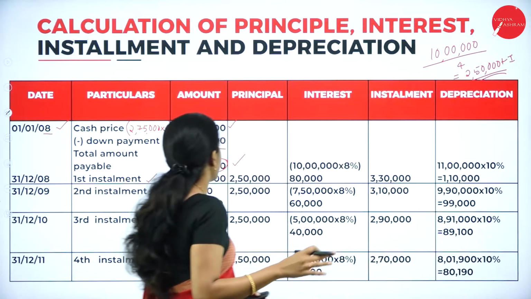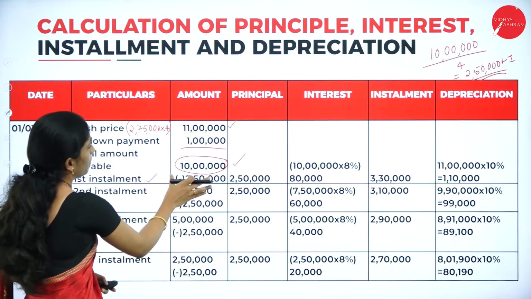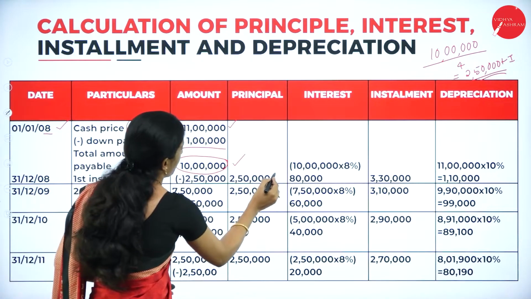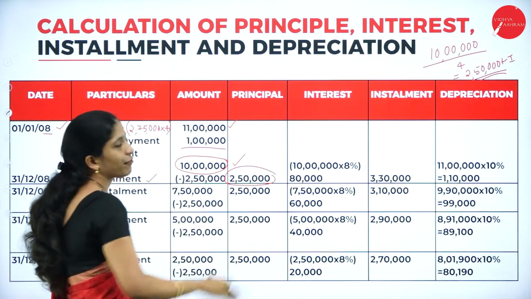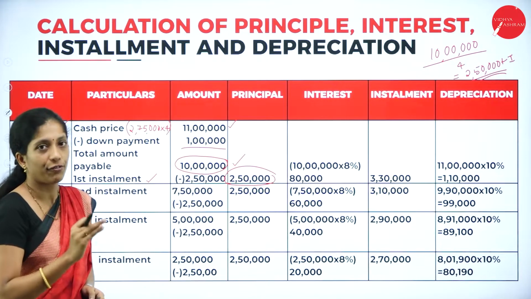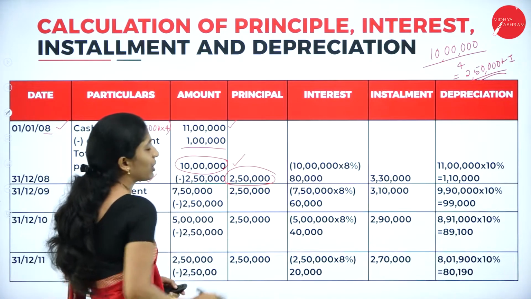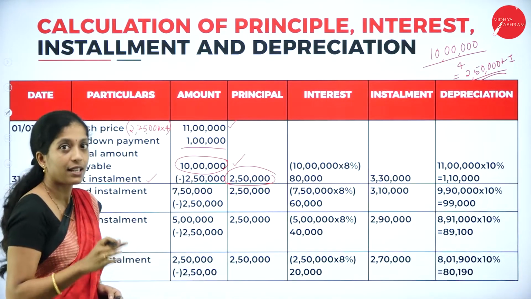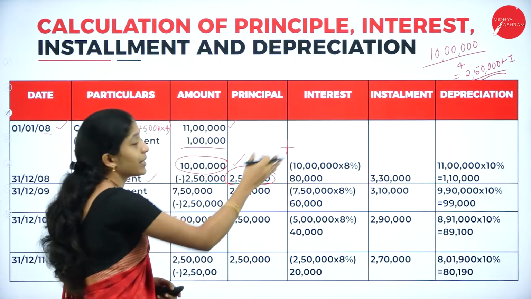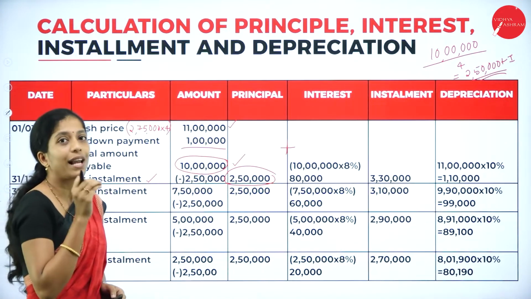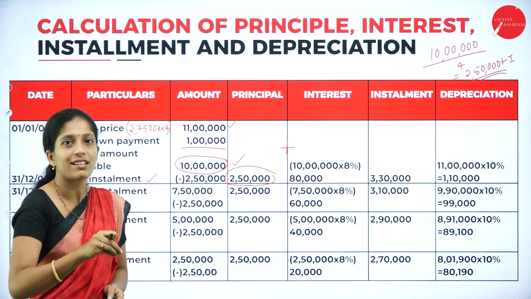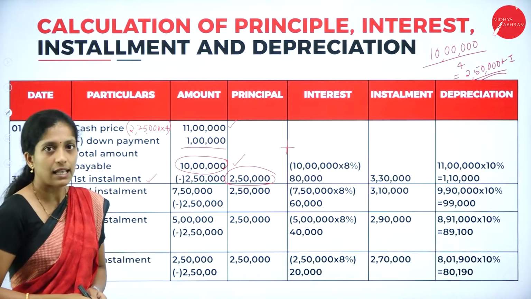So here, let us see. Now, don't minus this 2,50,000 first. Now see here, first principal amount is how much? 2,50,000, because in each installment we have to pay 2,50,000. So principal amount is 2,50,000 plus interest. So 2,50,000 plus interest, then we will get the installment. This 2,50,000 is not the installment because we have to add interest to it, then only it will become the installment.